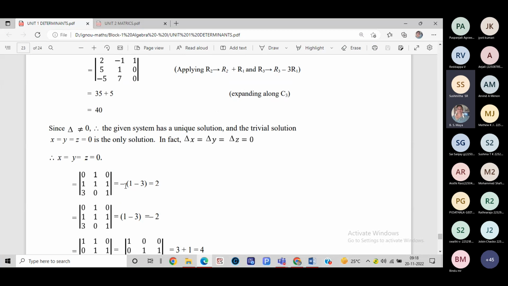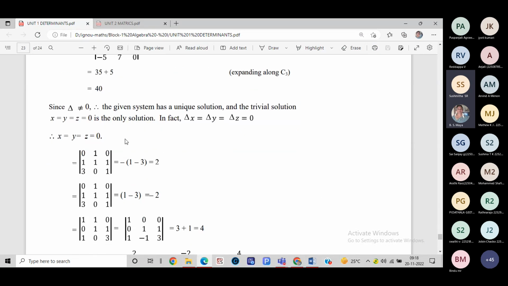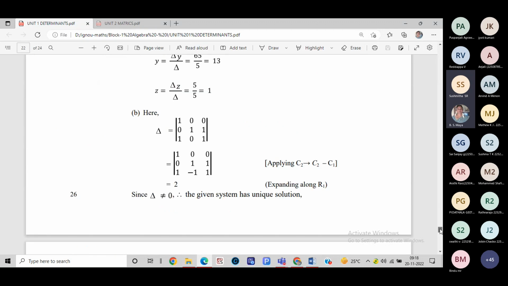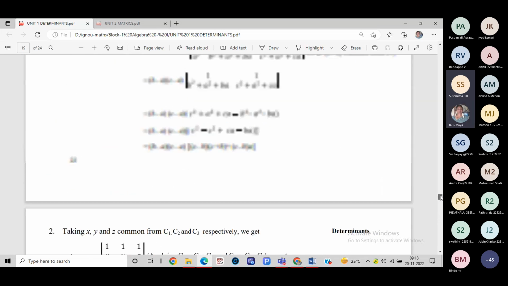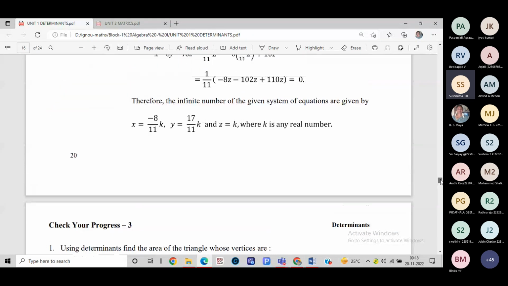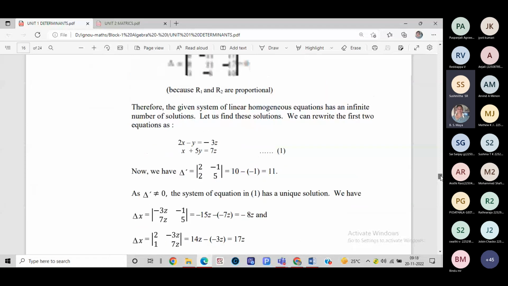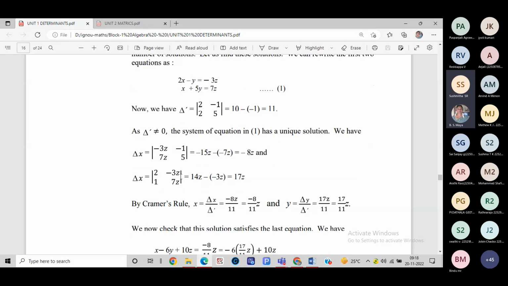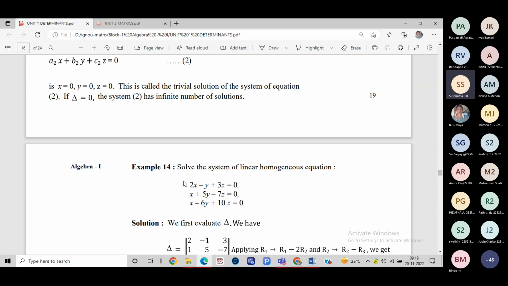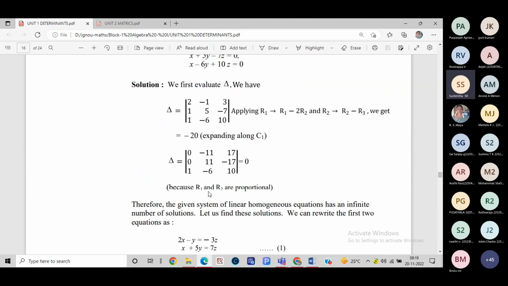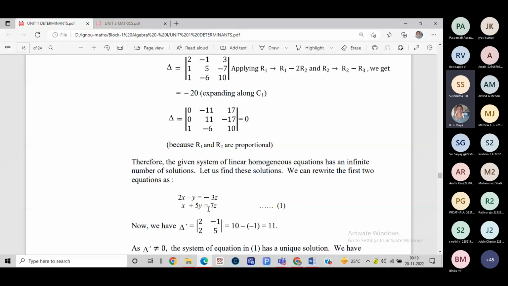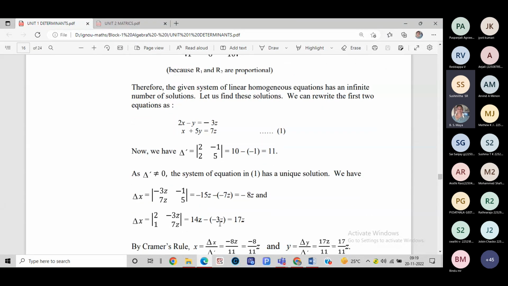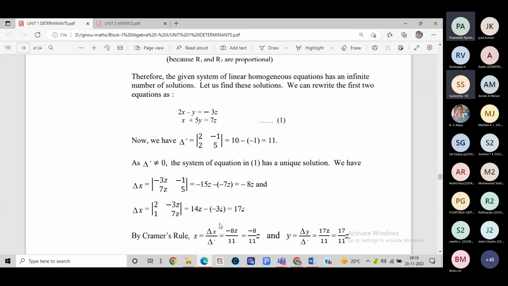So now I have to find the x value, right? So I got delta x. We did this problem in this format. Example 14 is also a homogeneous equation. Okay, we got that x value. After that, we are finding in this one. We got these two equations. There you wrote minus 3z and 7z in the x column. That only I am writing.